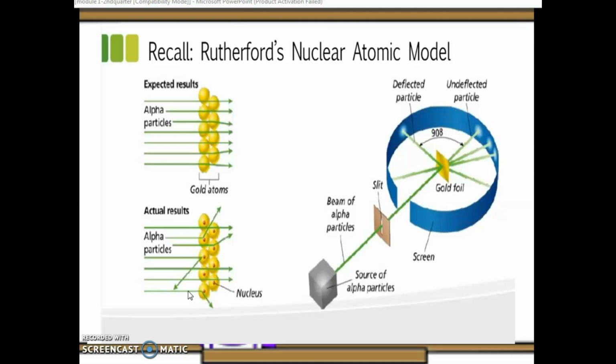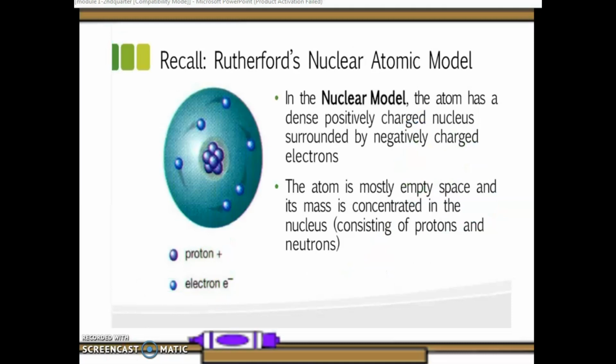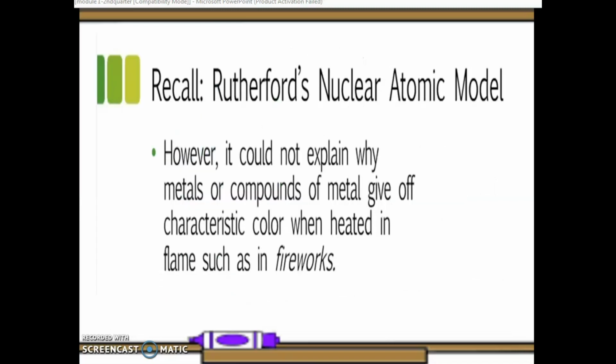Rutherford concluded that an atom had a small, dense, positively charged center that repelled his positively charged bullets. He called the center of the atom the nucleus. The nucleus is tiny compared to the atom as a whole. In the nuclear model, the atom has a dense, positively charged nucleus surrounded by negatively charged electrons. The atom is mostly empty space, and its mass is concentrated in the nucleus, consisting of protons and neutrons. However, it could not explain why metals or compounds of metal give off characteristic color when heated in flame, such as in fireworks.